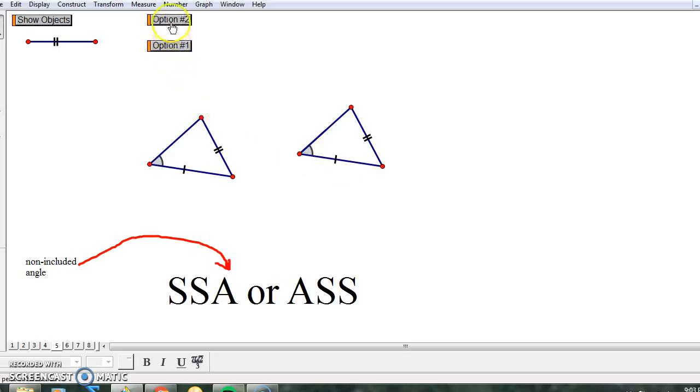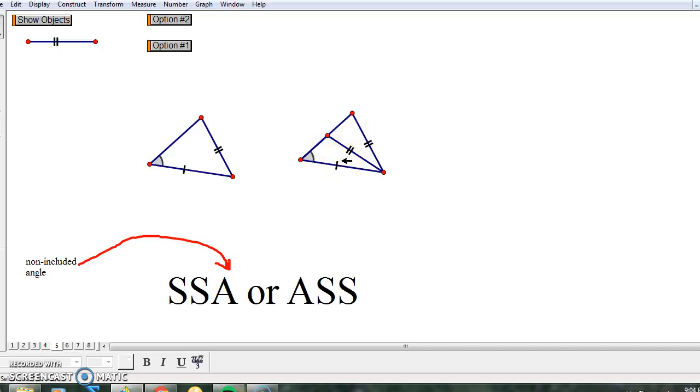But what we could also do is show this option, where that side is still congruent to that one, that side is still congruent to that one, and the angles are still congruent. But what we have are two options there, and we don't know which one it's going to be. I can't swing that one around, but we can see we have two potential options.